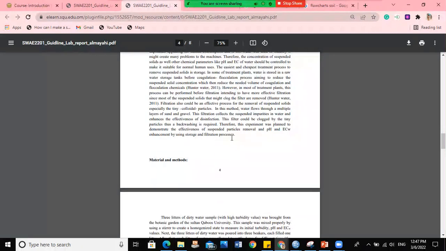And then at the end, you need to mention the objective of the experiment. See here, for example, he stated, "Therefore, this experiment was planned to demonstrate..." You have to write at the end the objective of the experiment.